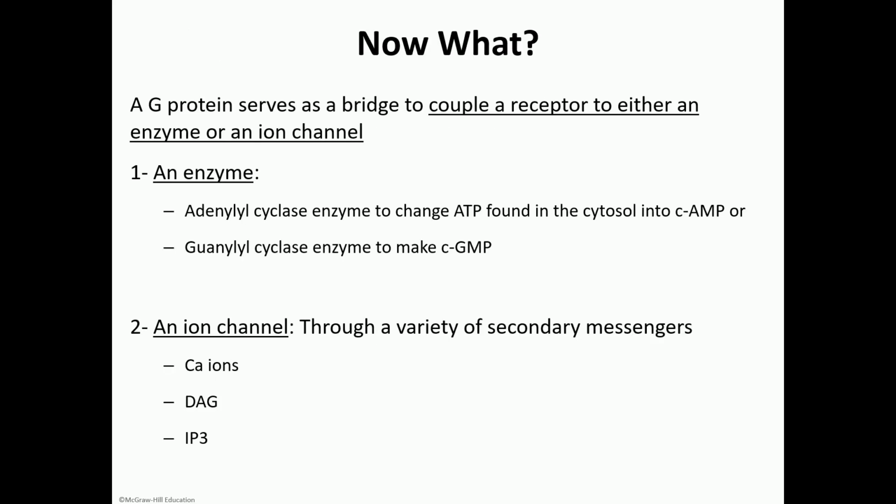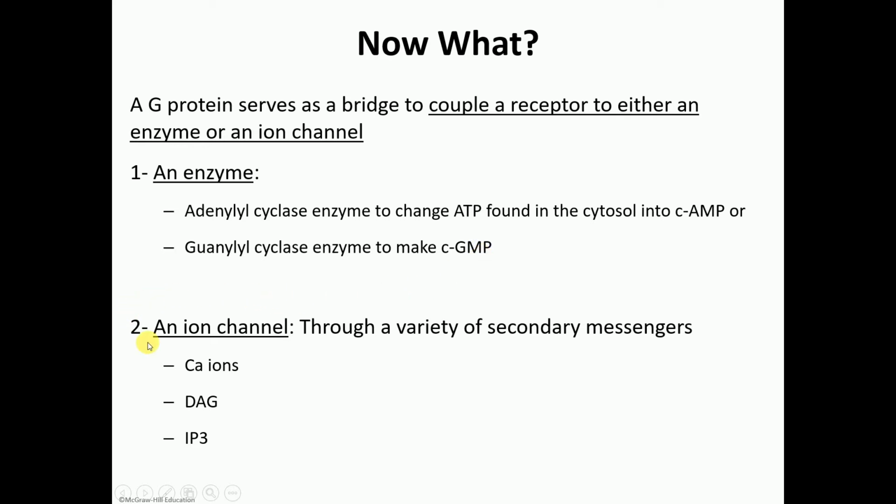So now that we've activated either an enzyme or an ion channel in the cell membrane, what is going to happen after that? In most cases the enzyme is known as adenylyl cyclase enzyme. Another name for it is adenylate cyclase enzyme. So if you see either one, it's the same thing. And that is going to change ATP into cyclic AMP, or cAMP.